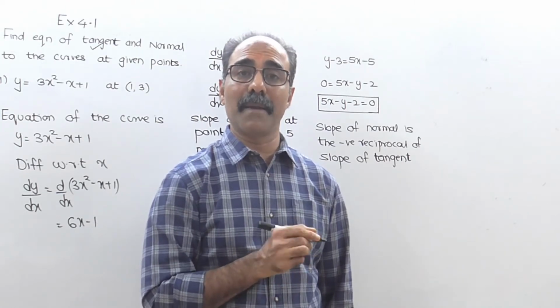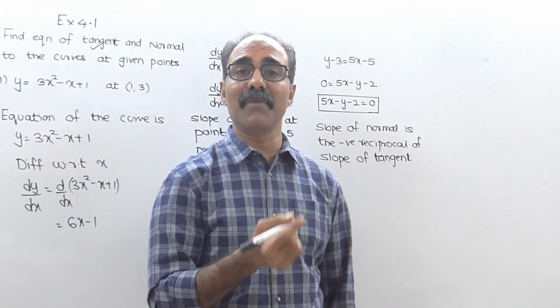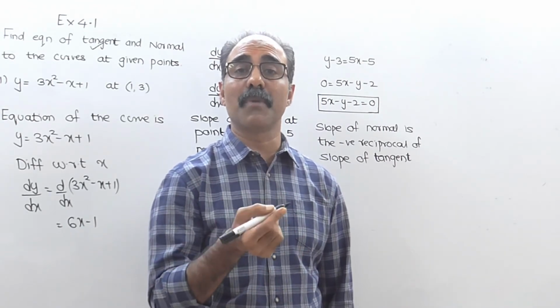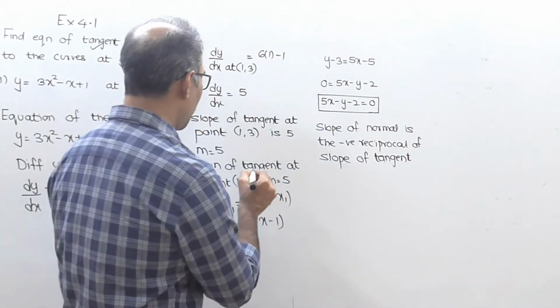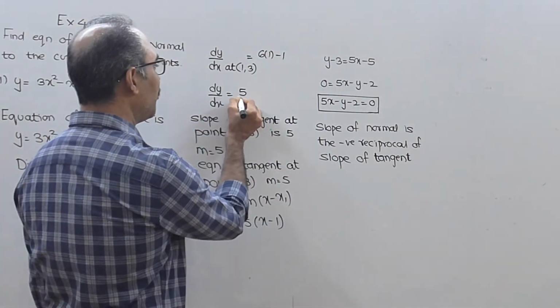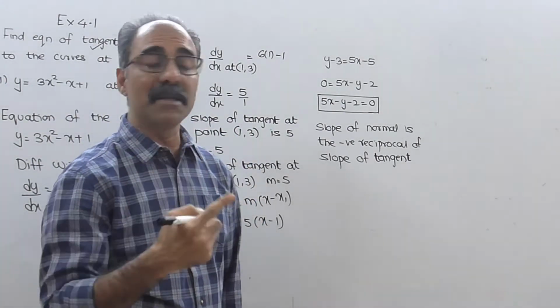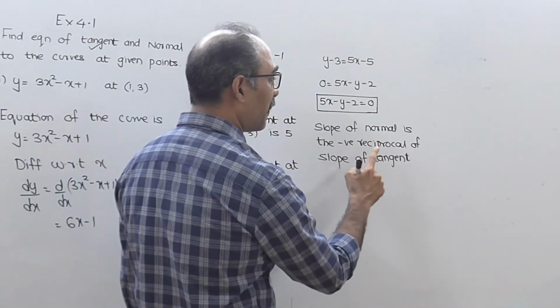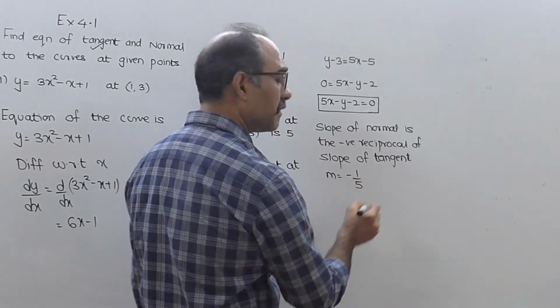If the slope of one line is a by b, then the slope of the other line will be its negative reciprocal. So what is the reciprocal of a by b? It is b by a, and you have to put the minus. Here the slope is given as 5, take it as 5 by 1. So what is the reciprocal of 5 by 1? It is 1 by 5, and the negative reciprocal means minus 1 by 5.